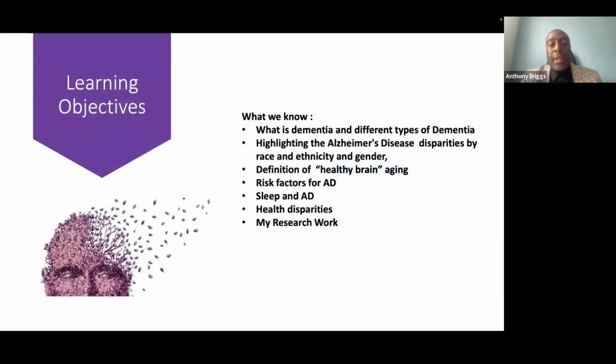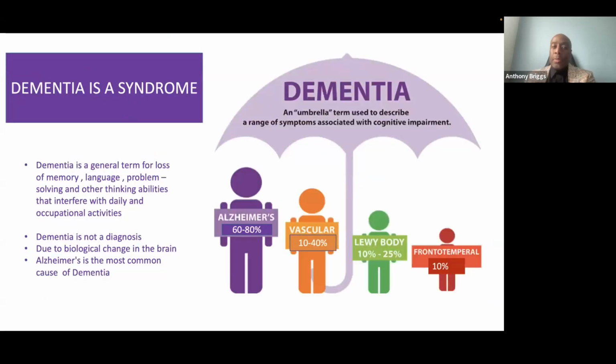So today's learning objectives, we will discuss a couple of subheadings. What we know, what is dementia and the different types of dementia, highlighting Alzheimer's disease disparities by race, ethnicity, and gender, the definition of healthy brain aging, risk factors for AD, sleep in AD, health disparities or social determinants of health, and we'll discuss a little bit about my research.